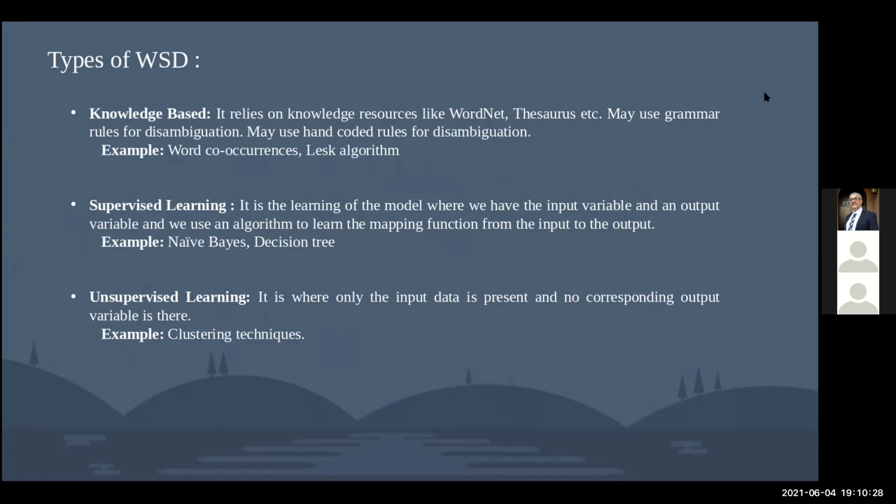Secondly, supervised learning. It is the learning of the model where we have the input variable and an output variable, and we use an algorithm to learn the mapping function from the input to the output. For example, naive Bayes, decision tree, and many more. And lastly, unsupervised learning. It is a learning where the input data is present and no corresponding output variable is there. For example, various clustering techniques.